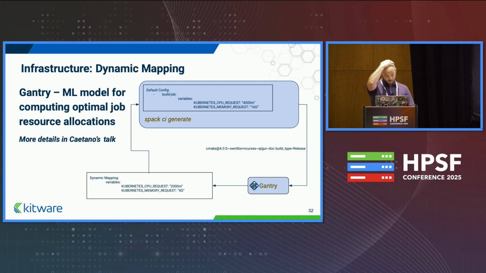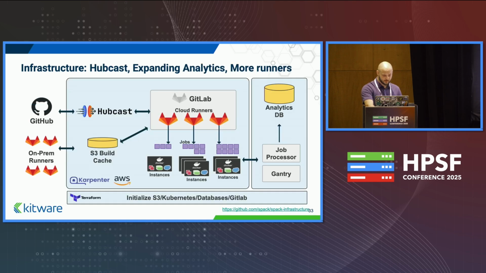So Krattiger's got a great talk later, so stick around, check that out, about Gantry. And this is basically taking all of this analytic data that we have, we've collected in the infrastructure, and using that to make smarter decisions about what we're doing for allocations. And so here's sort of a future look at what we'll have. So more on-prem runners, Hubcast, a bigger analytics database, Gantry, and all that good stuff.